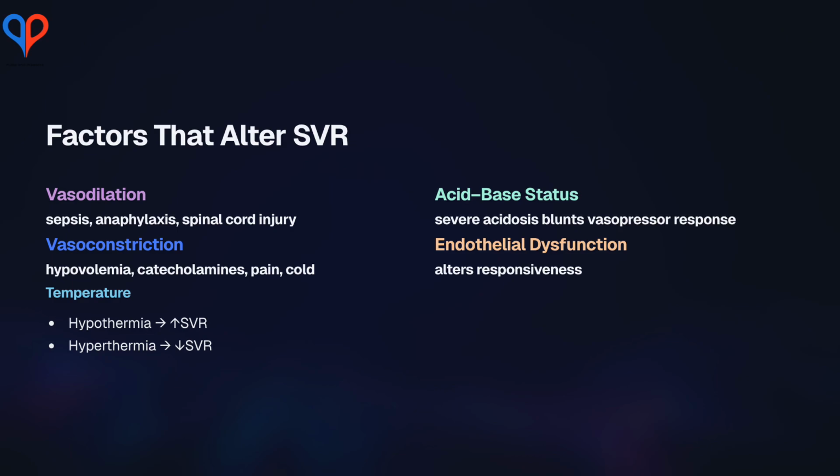SVR responds to multiple physiologic levers. Vasodilation from sepsis, anaphylaxis, or spinal cord injury sharply reduces SVR. Vasoconstriction from hypovolemia, catecholamines, pain, and cold drives SVR upward. Hypothermia induces intense vasoconstriction. Hyperthermia relaxes vessels. Severe acidosis blunts vasopressor efficacy, limiting how much SVR can be increased. Endothelial dysfunction alters both baseline tone and the response to vasoactive agents. Interpreting SVR correctly requires considering these background influences.